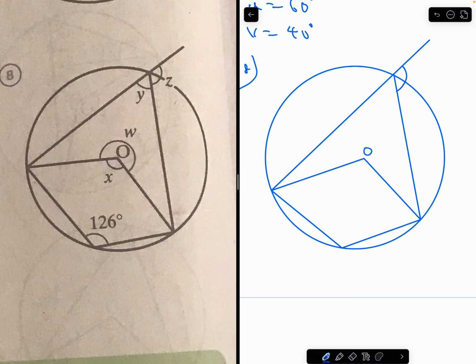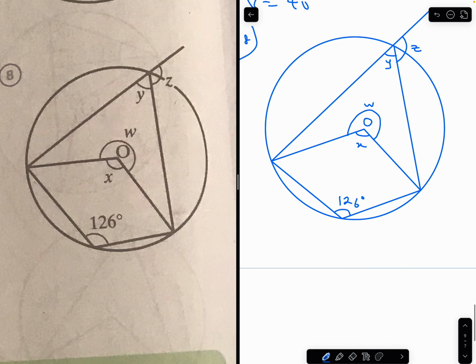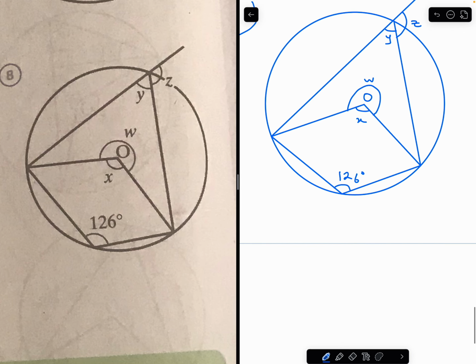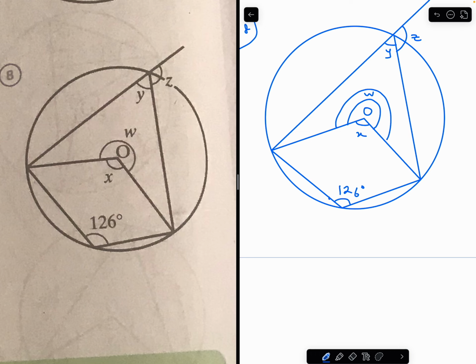This is angle Z. This is angle Y. This is reflex angle W. This is X. This is 126 degrees. And we want to find X, Y, Z, W. Okay, what do we do? First of all, W is 2 times 126 degrees. Angle at center is twice angle at circumference. You can see that the one at the center is facing down and the one at the circumference is also facing down. So they are the center and circumference angles.